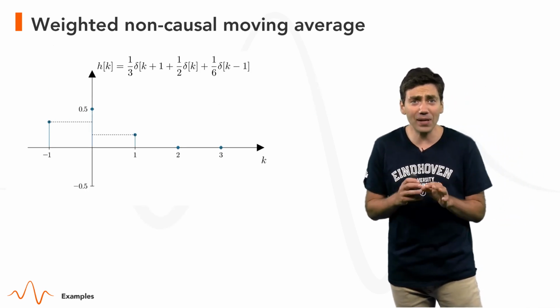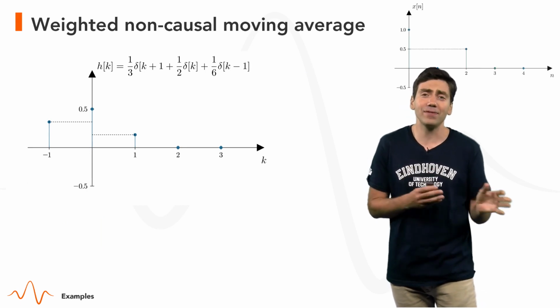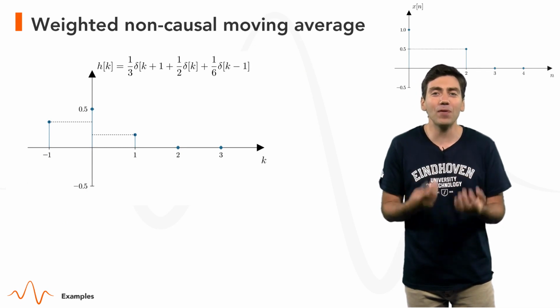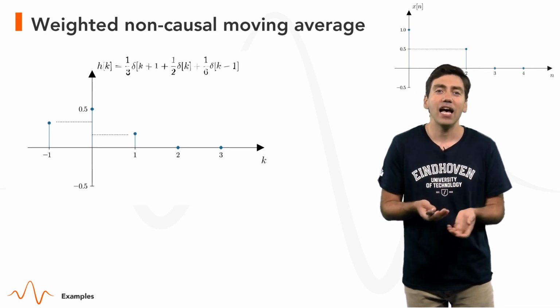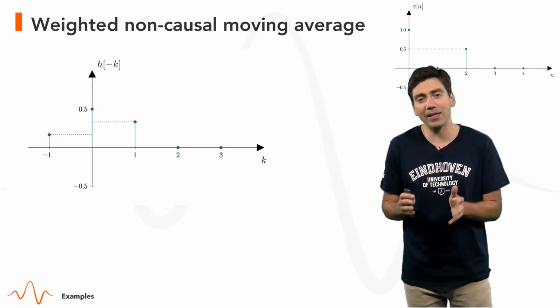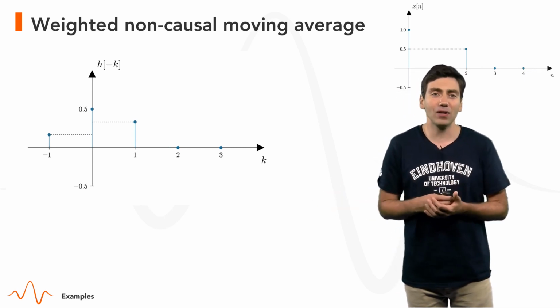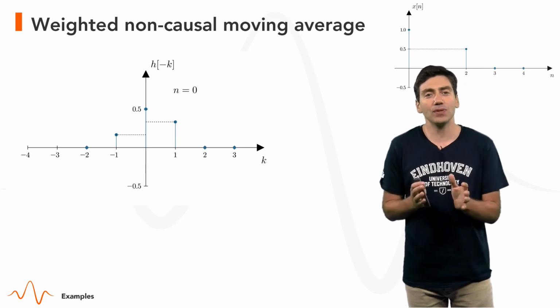This is the first time that we encounter signals that are not 0 for negative time. The procedure to compute the convolution is exactly the same, and in particular, we first reflect the signal about the signal axis. However, instead of considering h of n minus k for n equals 0, n equals 1, etc., we also consider negative values of n, and we have to understand when to start.